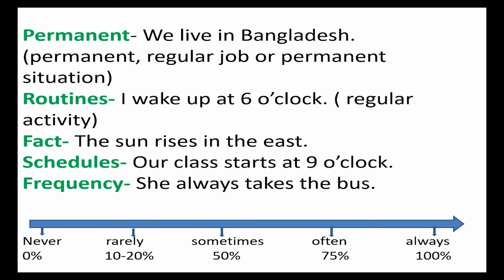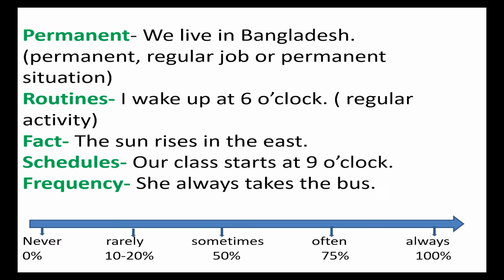Next one is schedule. We talk about a regular schedule or event. Our class always starts at 9 o'clock. It has a schedule, no? So when we talk about a schedule, we use present simple tense.